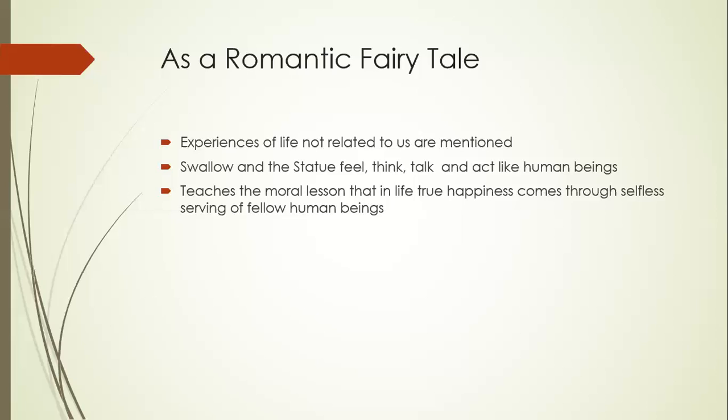He requests the swallow to take the ruby from the hilt of his sword and take it to the poor seamstress who is embroidering flowers on the dress of the maid of the queen for the dance party. The swallow, out of pity, agrees to it, takes out the ruby, and flies to the house indicated to him by the statue.